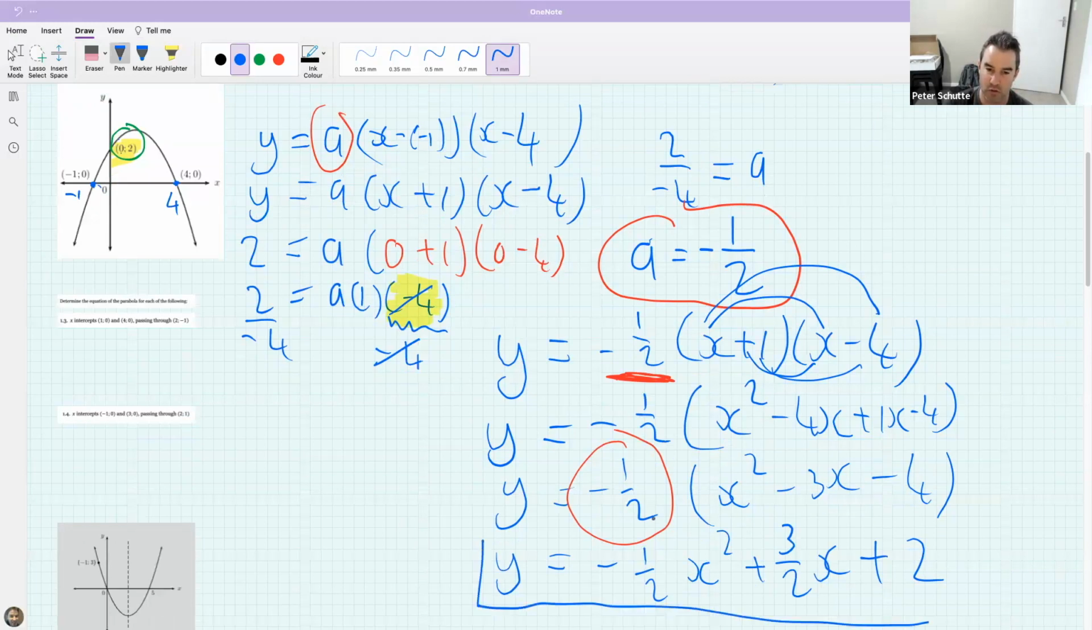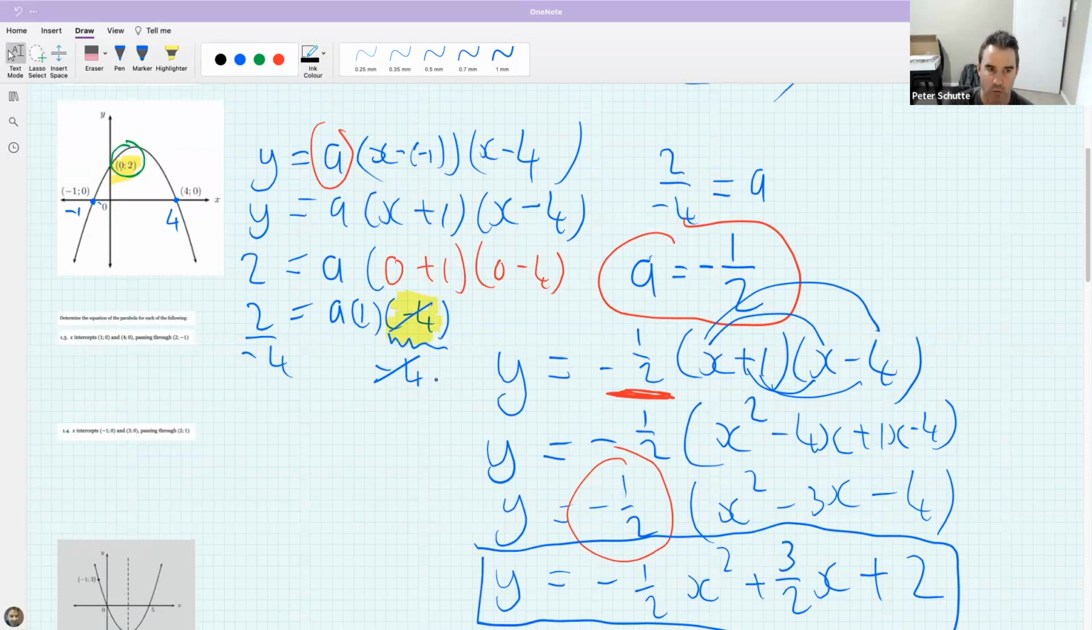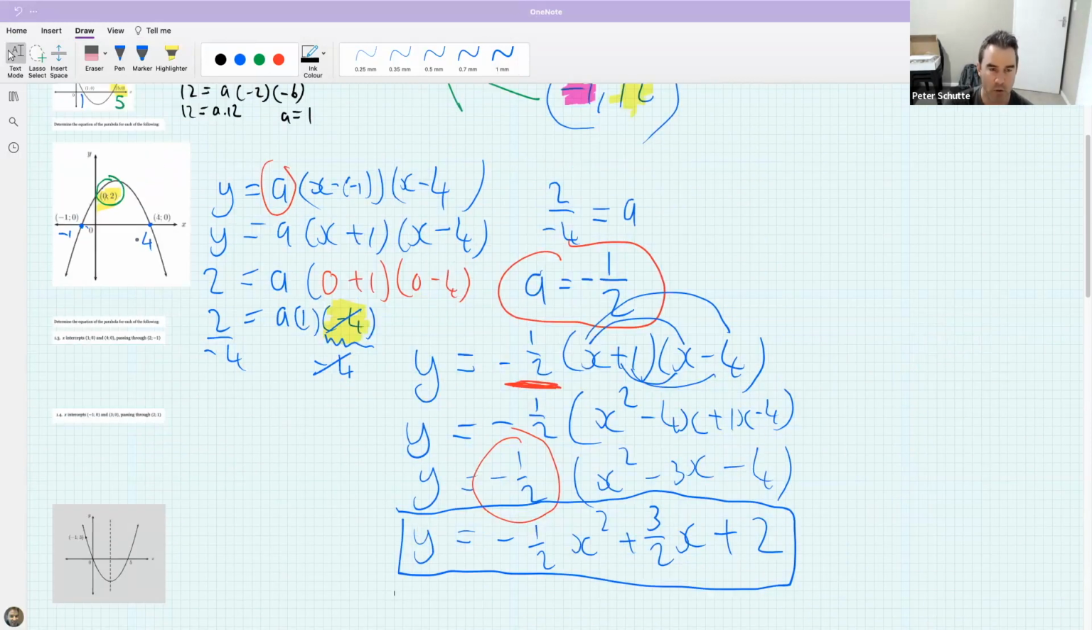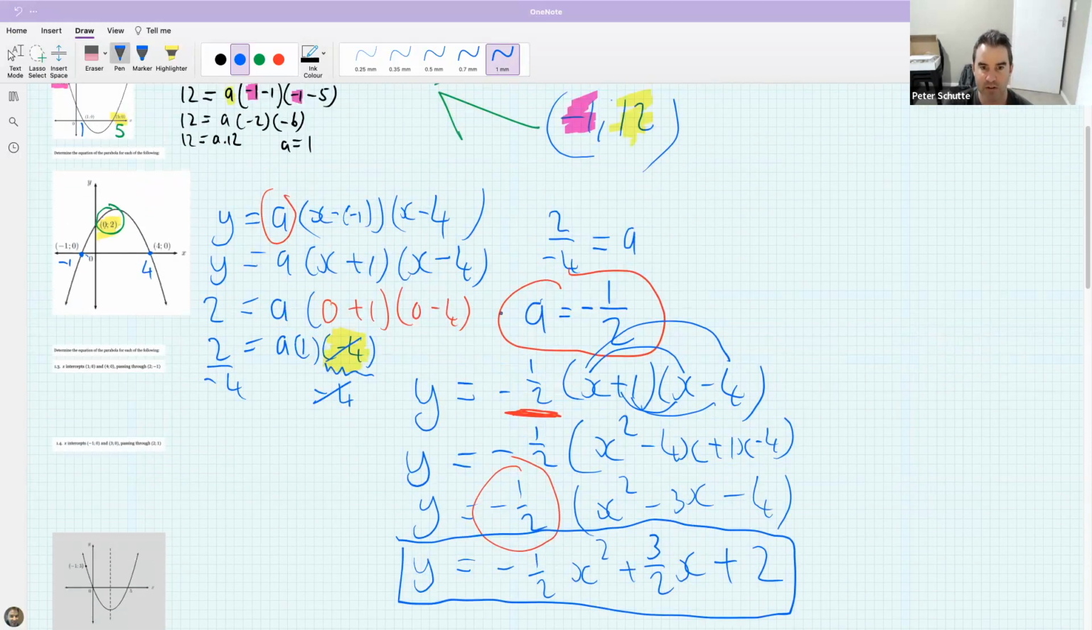So what did we do? That was a bit harder. Well, we started by writing it down in root form. And then what we did was we found A, and then we put A in here, and then we got our standard form equation down here.